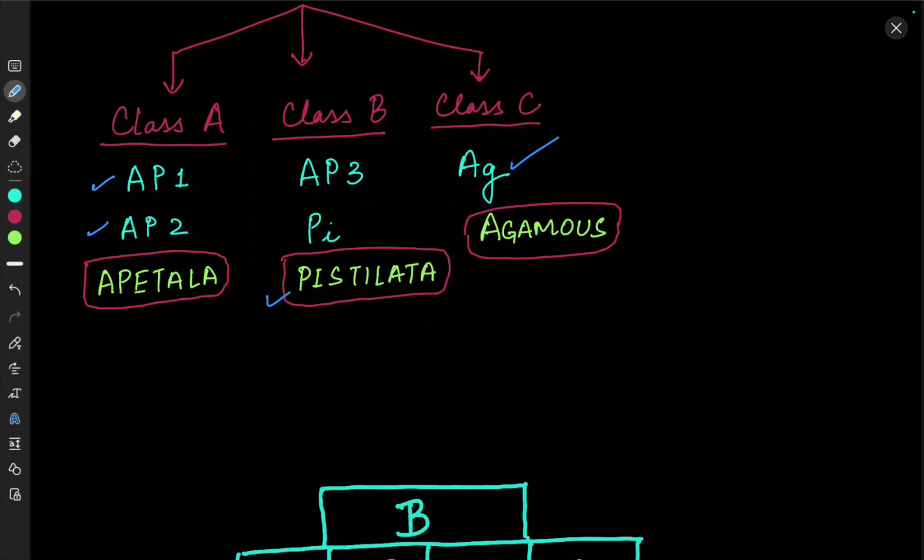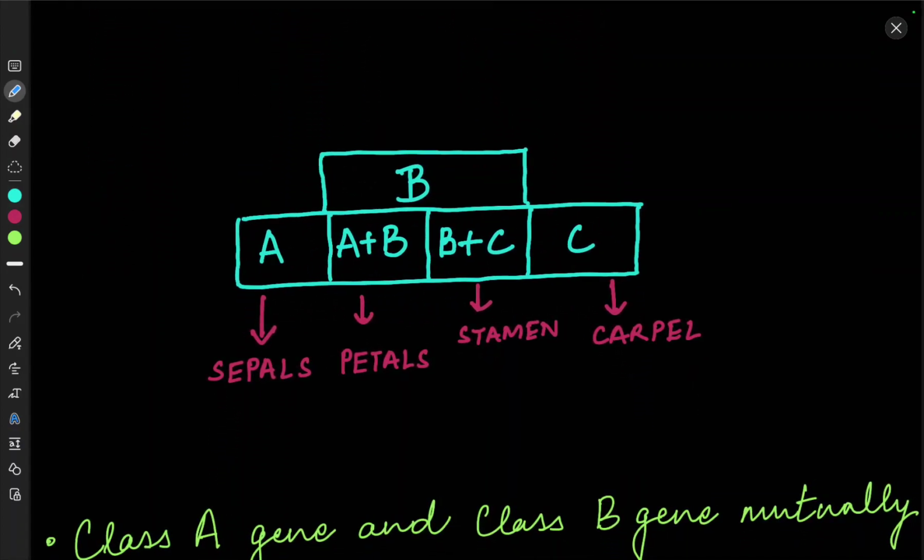Now these three organ identity genes determine the specific floral organ that will be formed depending upon the unique combination of these genes. As shown in the figure, the class A gene is responsible for the formation of sepals. Class A gene along with the class B gene is responsible for the formation of petals. B gene along with the C gene forms the stamen, and the C gene alone is responsible for forming carpel. This figure is a complete representation of the ABC model, where specific genes are responsible for specific floral organ formation.